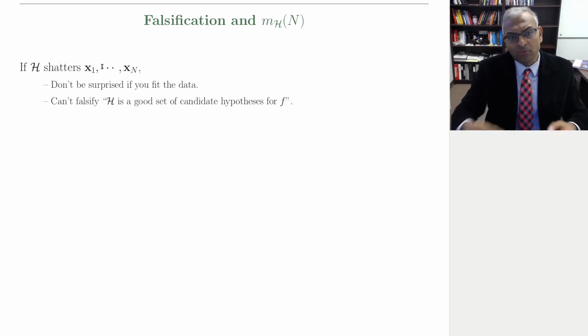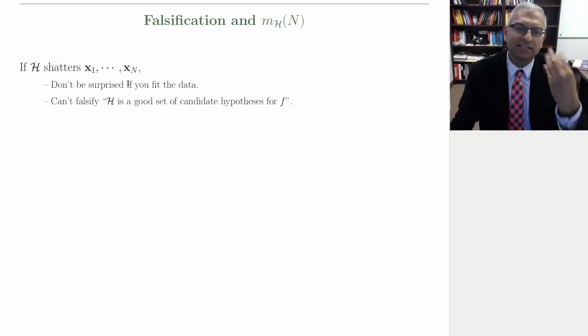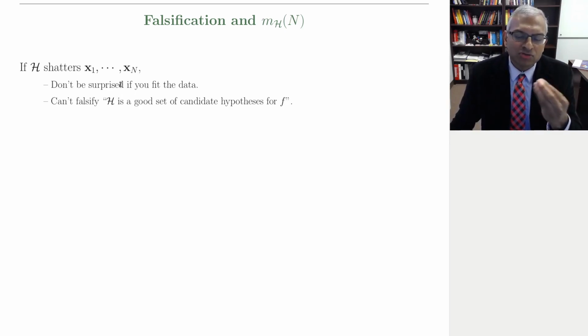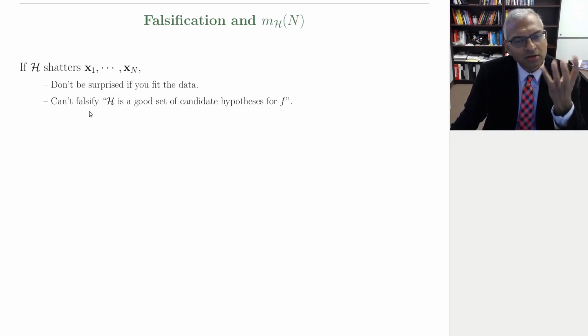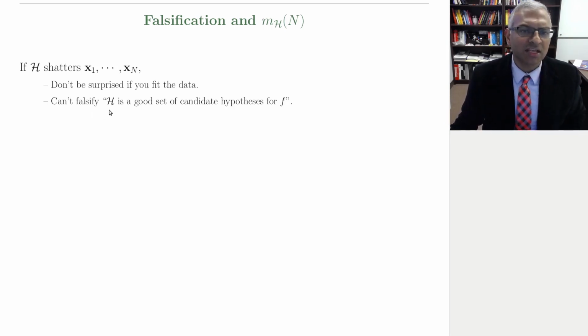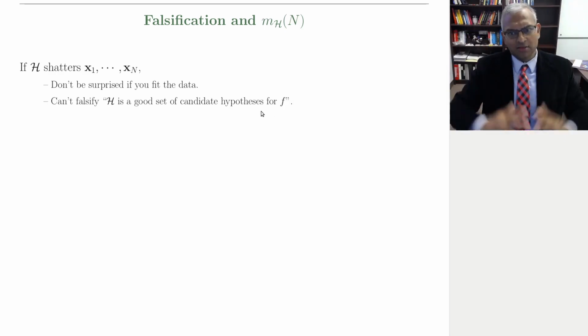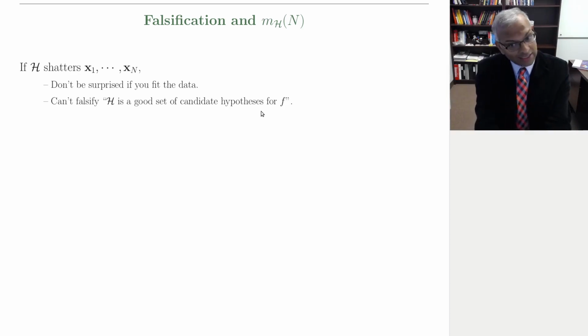Let's reformulate it a little bit more concretely. If your hypothesis set shatters the data set x1 to xn, then the experiment of collecting the y values is pointless, because you can think of the following claim that you're trying to verify. The hypothesis set H is a good set of candidate hypotheses for f. So think of that as what you're trying to verify by going and collecting the data.